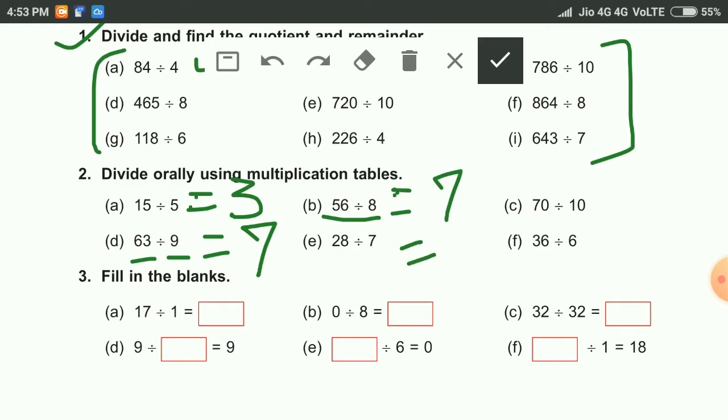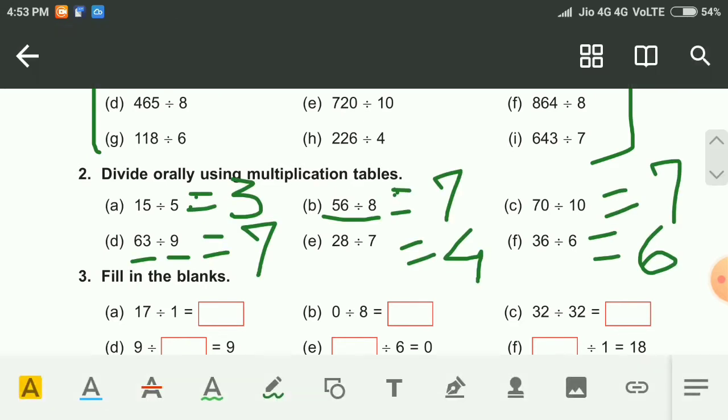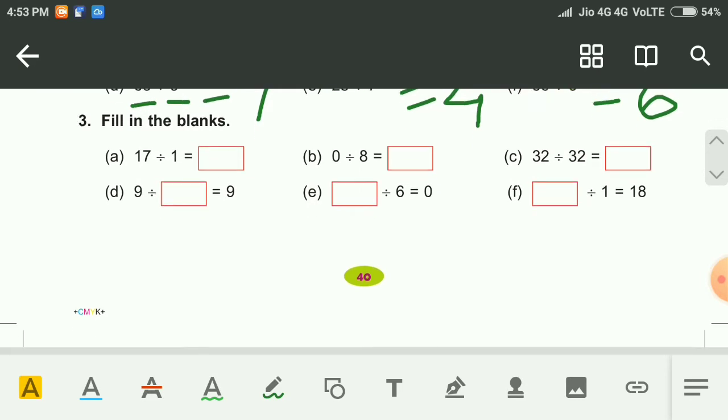28 divided by 7. 7 4s are 28. 70 divided by 10. 10 7s are 70. And 6 6s are 36. In this way, we can divide these numbers.